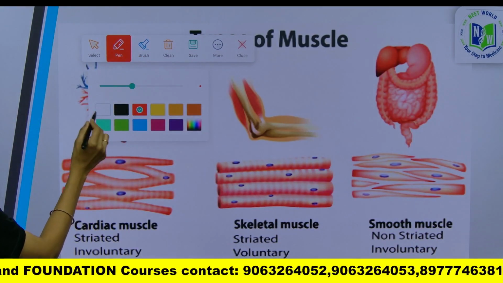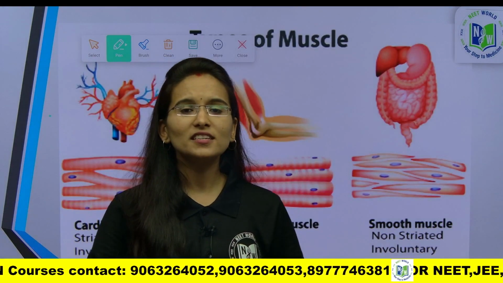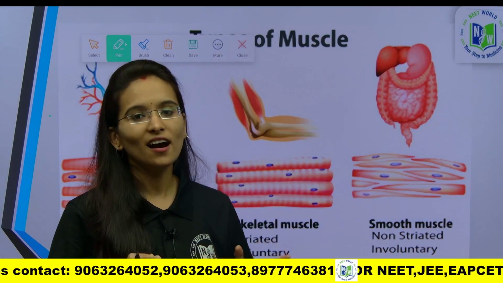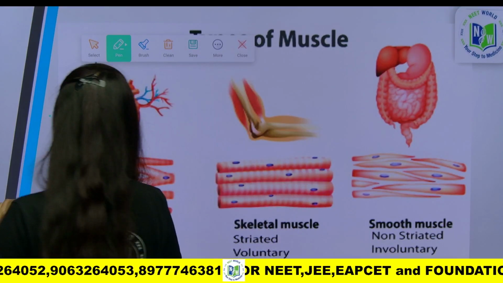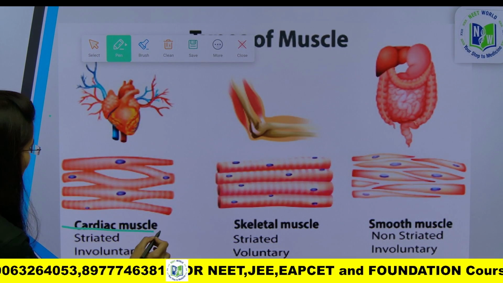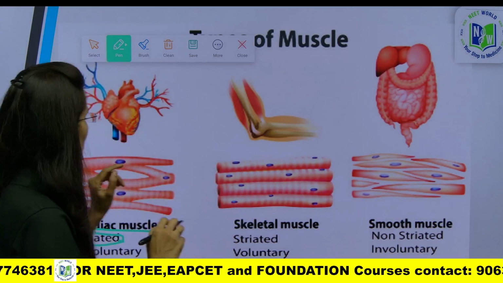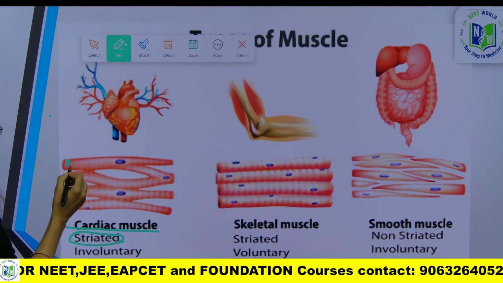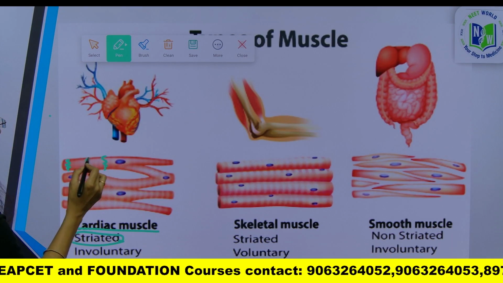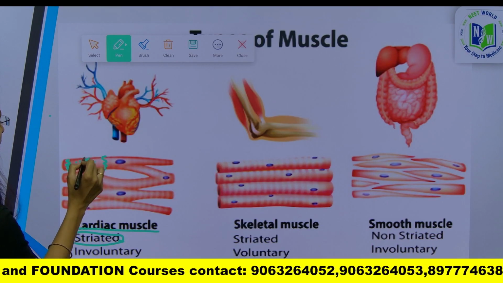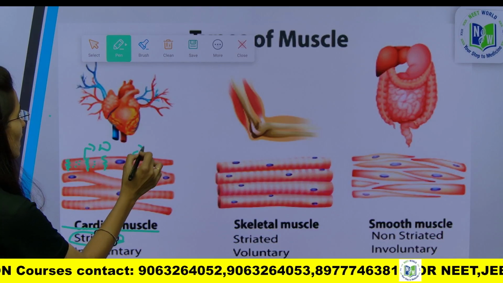So this is a cardiac muscle. As the name itself indicates, this cardiac muscle is especially found in the heart, and it is a striated muscle. It is called striated muscle, which means it shows alternate light and dark bands. These are the dark bands, and here we can find the light bands. I am writing D for dark bands and this is the light bands.